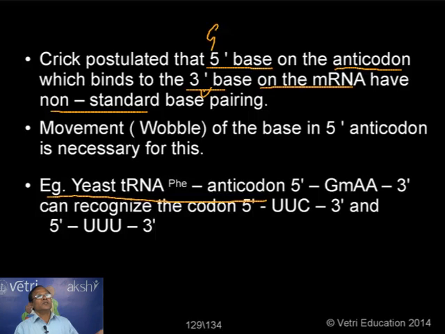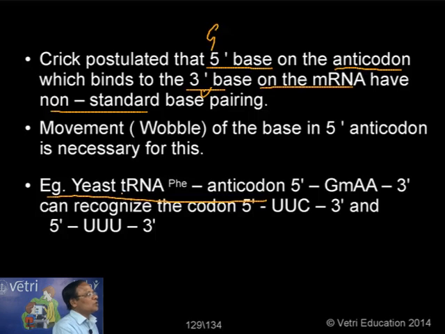So what is the reason for that? This is mainly the wobble, which means the movement of the base at the 5' end of the anticodon. It is simply relaxed. For example, if you have G at the 5' end of the anticodon, it can pair with either U or, as I mentioned, C also. So the movement, the relaxation of the base in the 5' anticodon, is necessary for this wobble process. So we have an example.